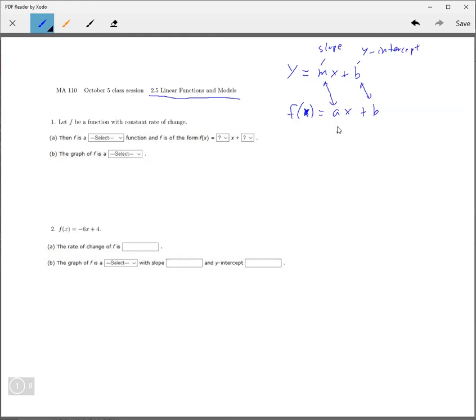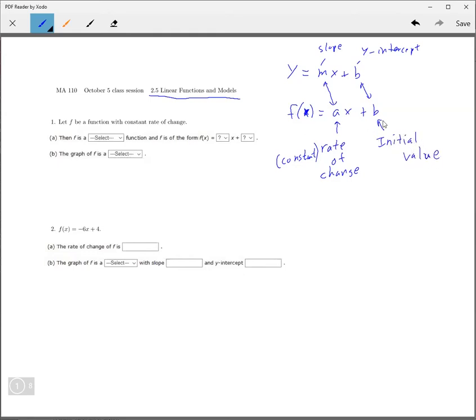For a linear function, the a is known as the rate of change, and this rate of change is constant. It's a number, a value a. So if the line had a slope of 5, then the corresponding linear function would have a constant rate of change of 5. And the b right here is known as the initial value.